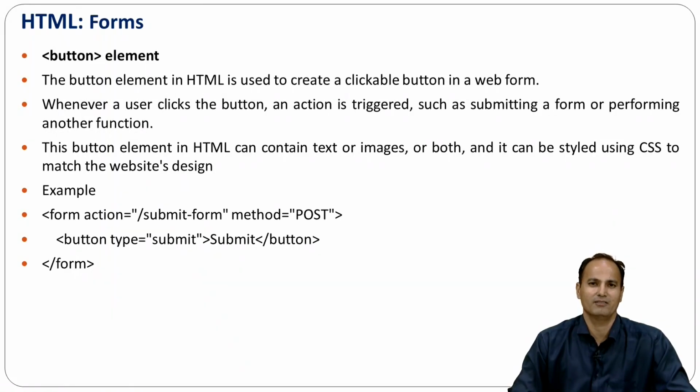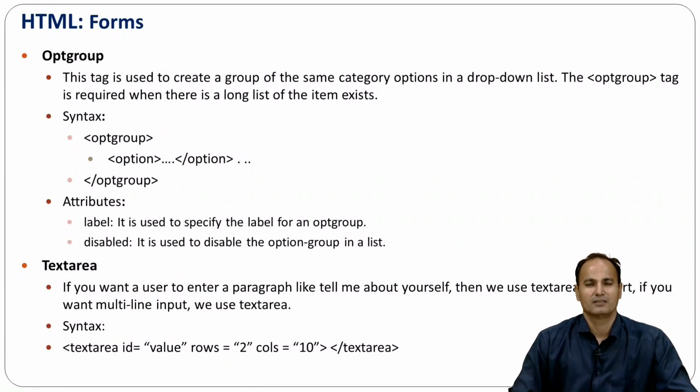To create a button, we can use a button tag, and then we can specify the type of button to be created. It may be either a submit button, a normal button, or a reset button. Then optgroup control is there. This tag is used to create a group of the same category options in a drop down list. The optgroup tag is required when there is a long list of items. For syntax purposes, we have to use the optgroup tag, and within the optgroup tag we have a subtext in the form of options, and we can provide various options or values, and at last we can close the optgroup tag.